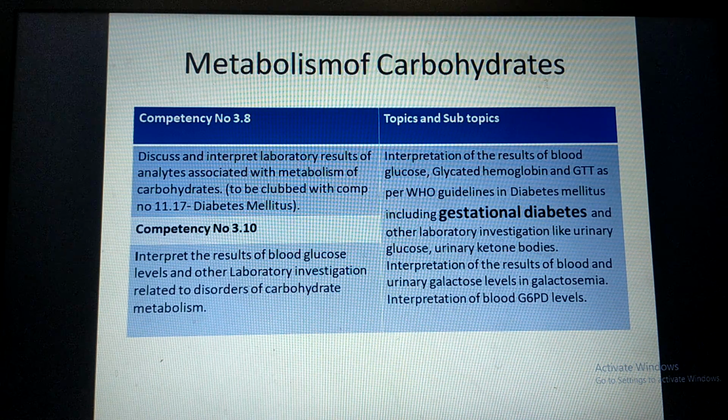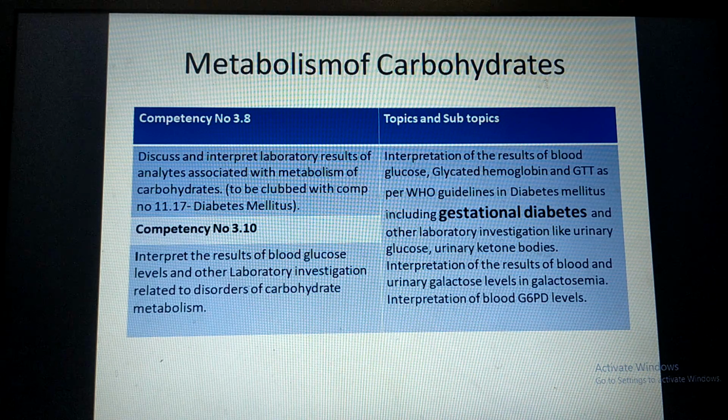Good morning students, we will continue metabolism of carbohydrate, competency number 3.8, and today's topic is gestational diabetes.